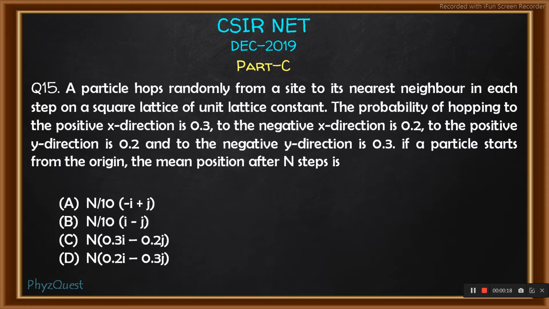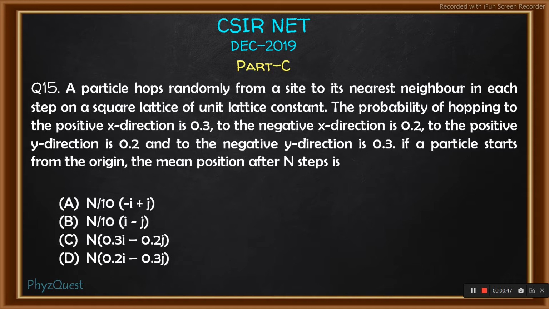The question is, a particle hops randomly from a site to its nearest neighbor in each step on a square lattice of unit lattice constant. The probability of hopping to the positive x direction is 0.3, to the negative x direction is 0.2, to the positive y direction is 0.2 and to the negative y direction is 0.3. If a particle starts from the origin, the mean position after n steps is what we need to calculate.